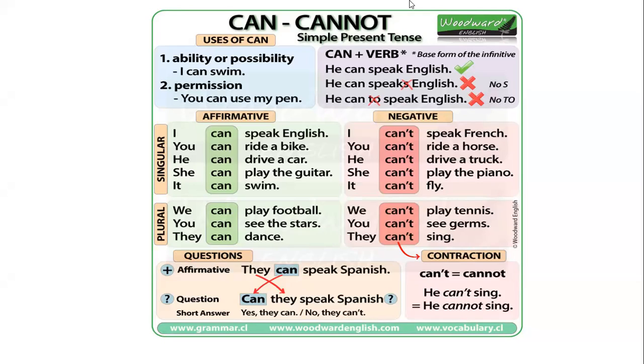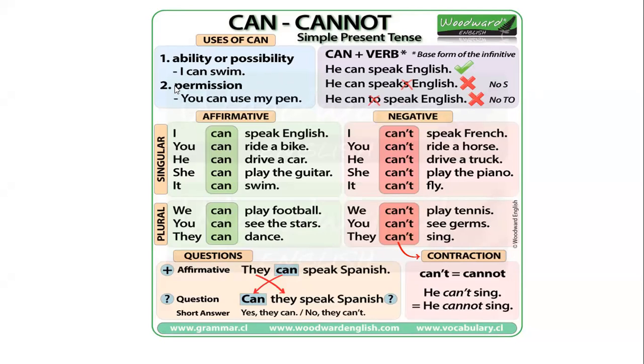So guys, we are going to use can when we are talking about abilities or possibilities, okay? Habilidades o posibilidades. For example, guys, I can swim, okay? I can swim. Puedo nadar, okay? That's an ability. I can swim.